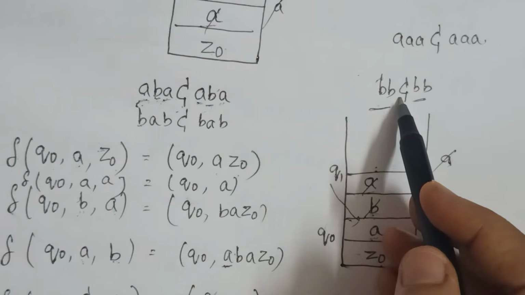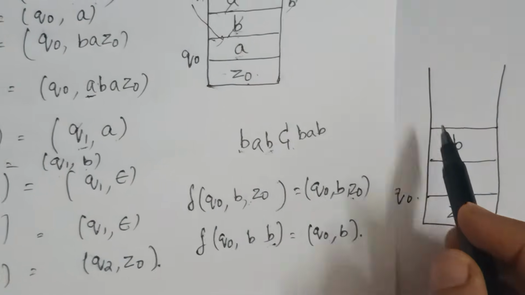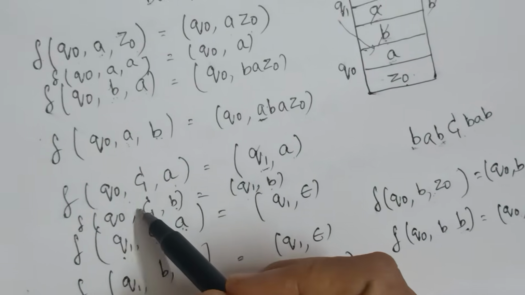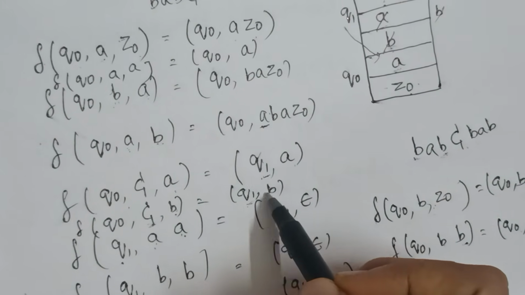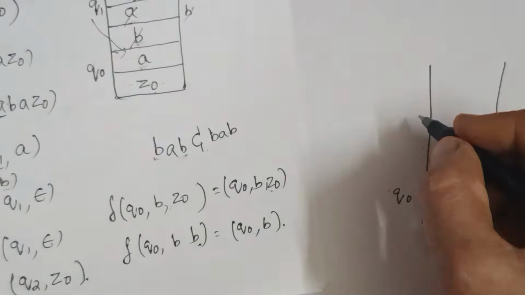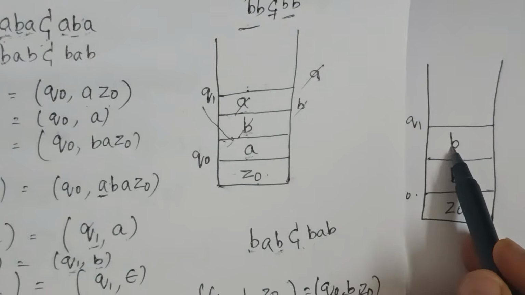Now I have to go for C. Q0, B is the top of the stack. If I want to push C, so B is the top of the stack. If I want to push C, then it will just change the state and B will be the top of the stack. Now Q1 will be the state and B is the top of the stack.